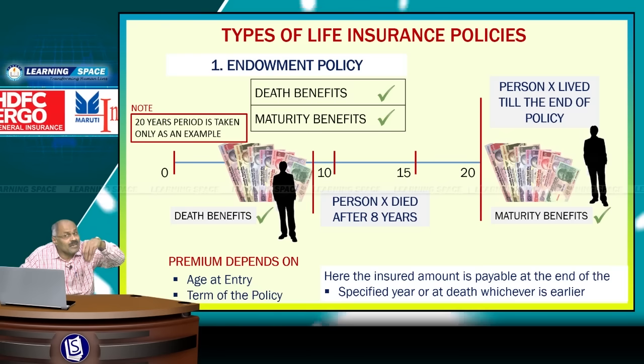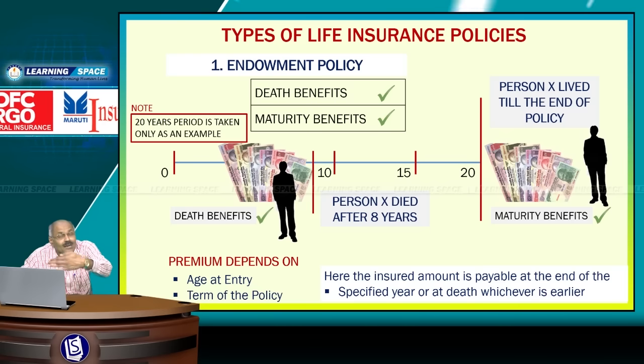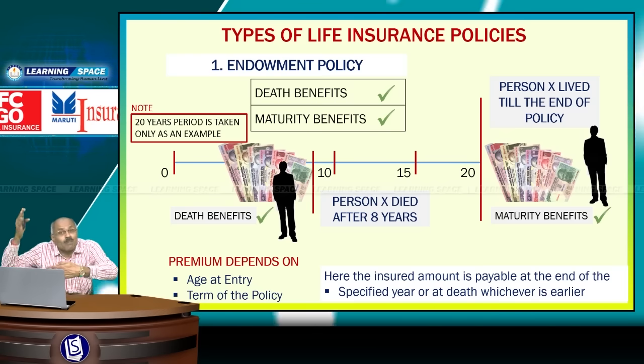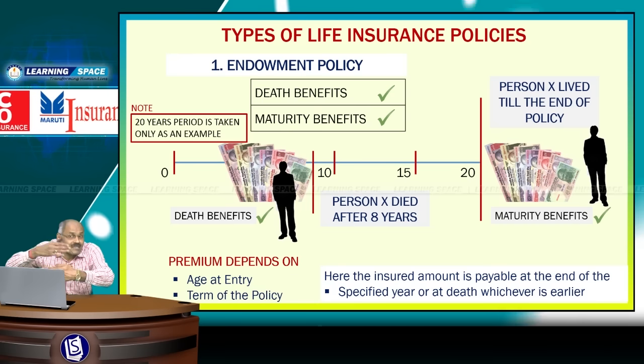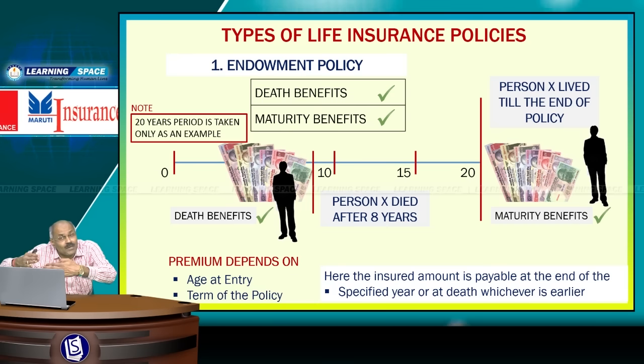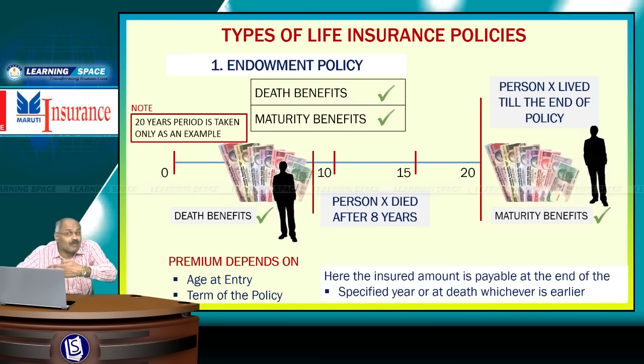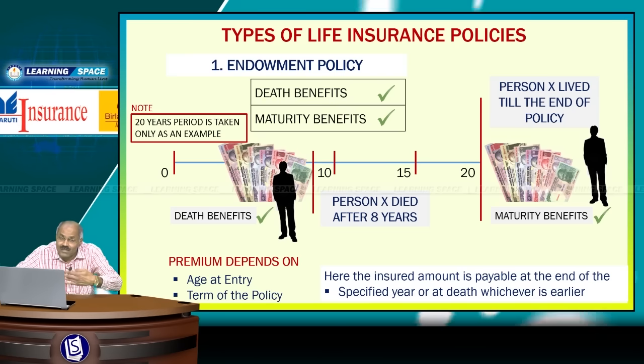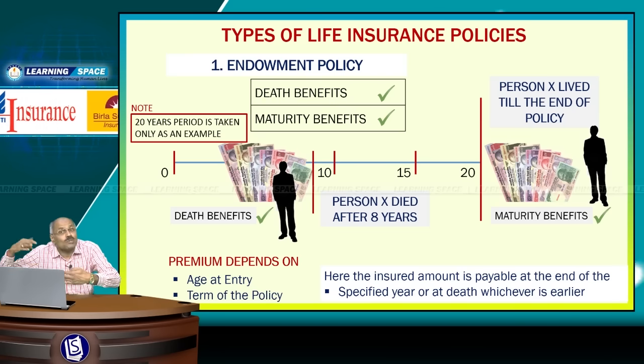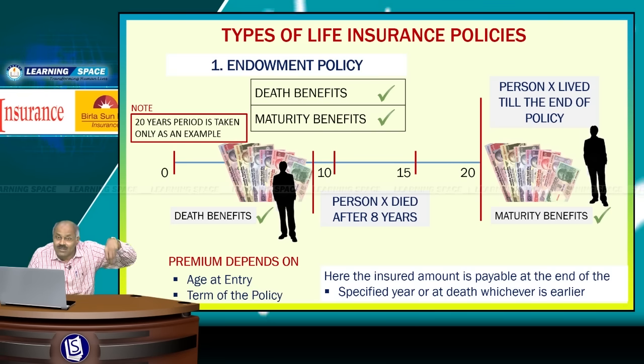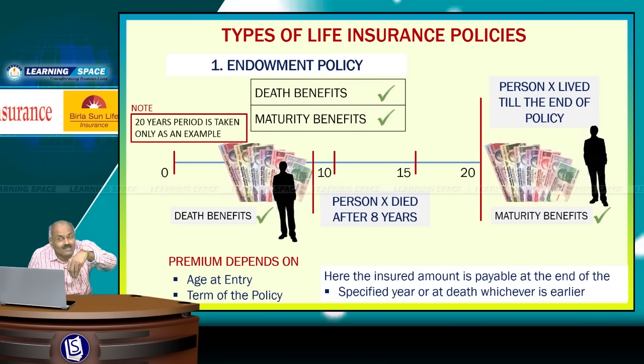And in endowment policy, what will happen? Death benefit will be there if the person dies before the policy term, and if the person lives beyond the policy term, he will get maturity benefit. So here either death benefit or maturity benefit. So this is the feature of endowment policy.